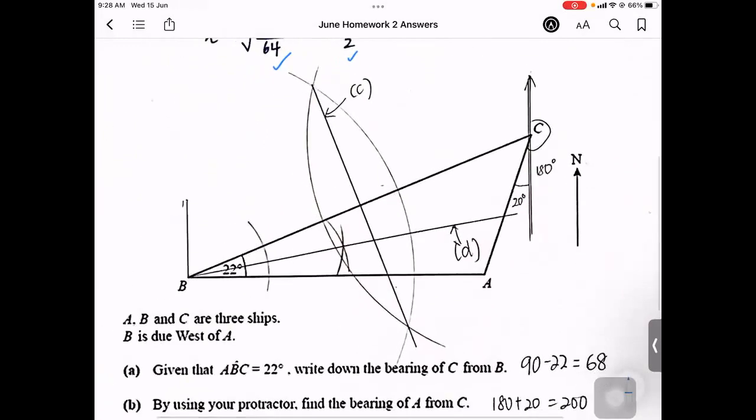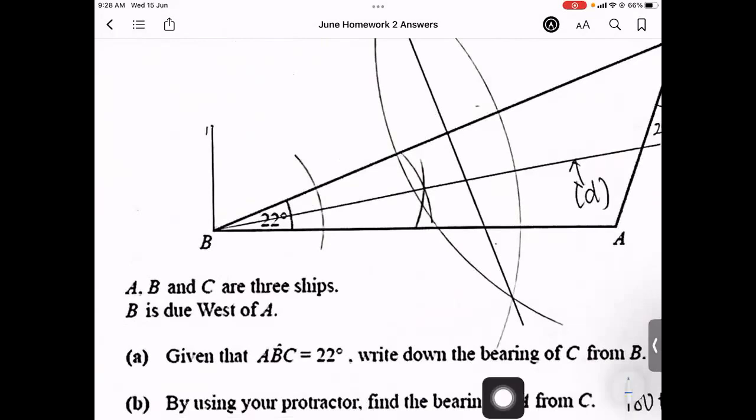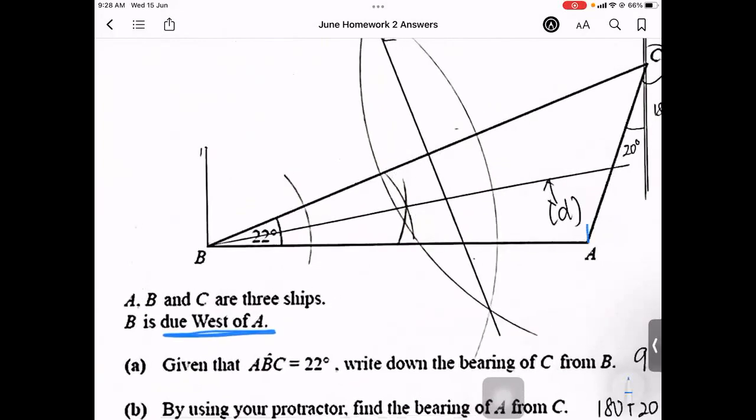Next one. Okay, the question over here says A, B, and C are 3 ships. First part, it says B is due west of A. What do you mean by west of A? West of A. Of A means my north down here. West means this one over here will be 90 degrees. Okay, on the north, south, east, and west. So this one will be 90 degrees over here. If that's the case, they are my north over here and my north over there. These are all parallel lines. So that means this is also 90 degrees.